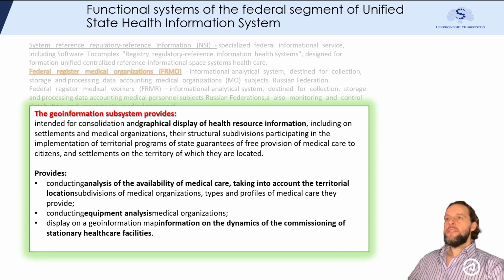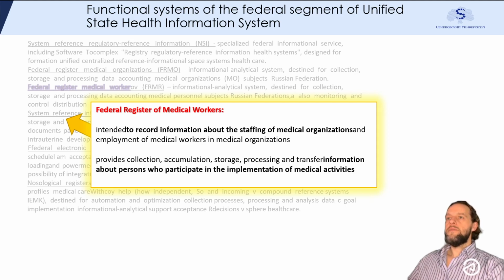The geoinformation subsystem provides graphical display of healthcare resources located on the map, and this is very useful when you need to allocate medical help for distant areas of the country, and you can assess which medical organizations are close to exact small country town or village, and to designate where citizens of this small settlement should receive medical help from.